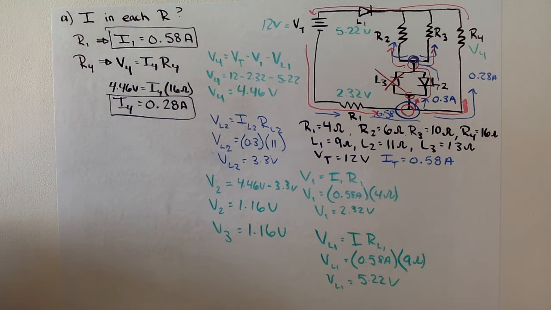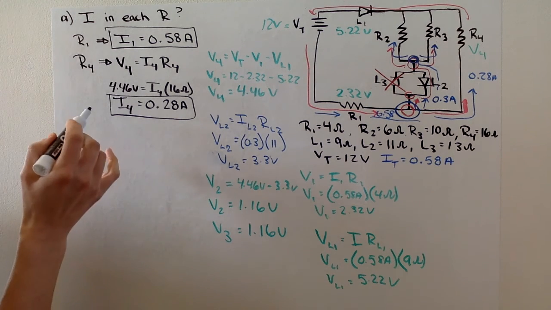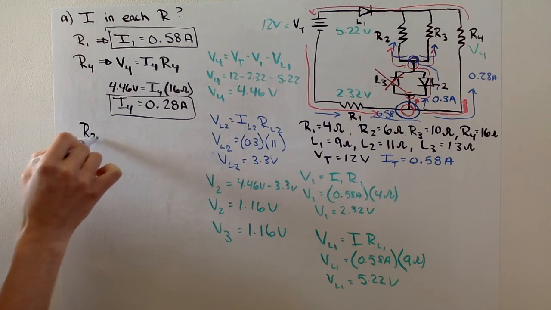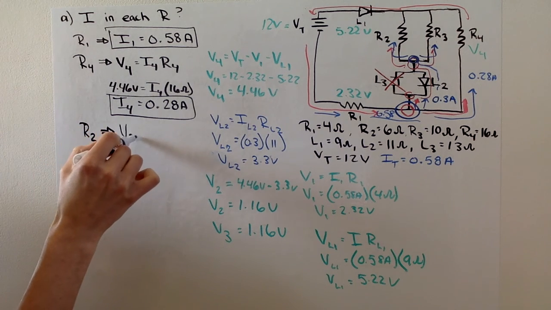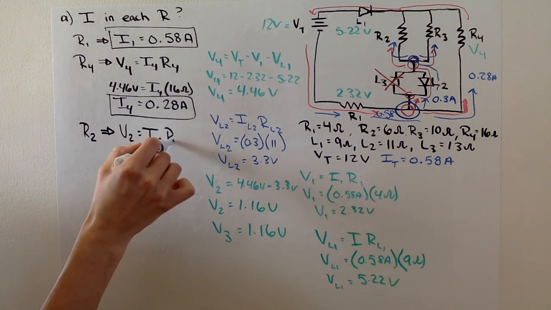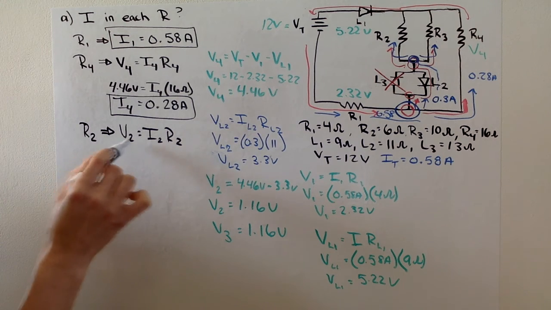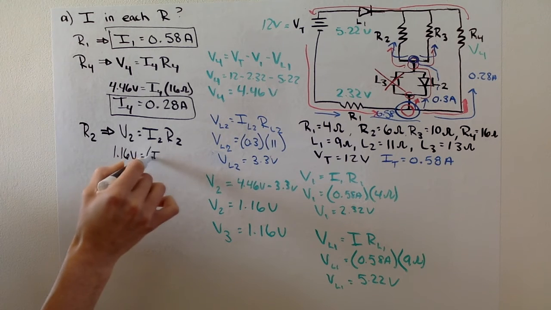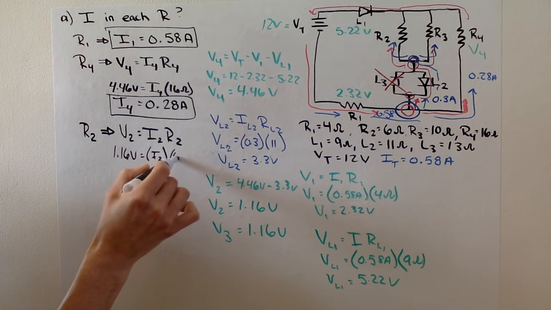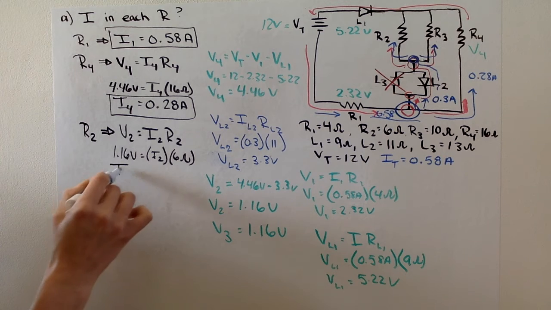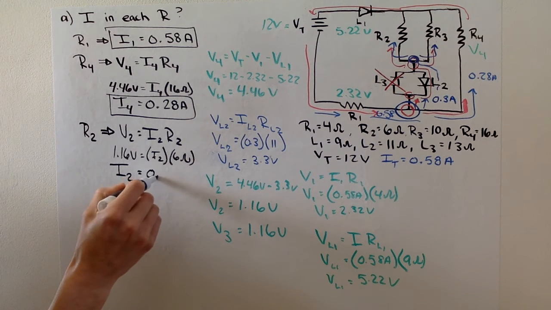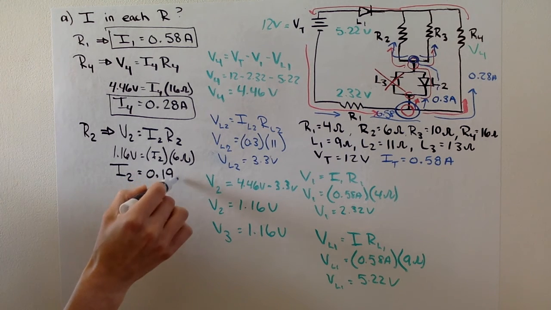So now I can go back and determine the current through each resistor, using the same process. Let's do R2 first. So this will be V2 equals I2 times R2. The potential over V2 is 1.16 volts, equals I2, which we're trying to find, times the resistance of resistor 2, which is 6. So the current through resistor 2 comes out to be 0.19 amps.